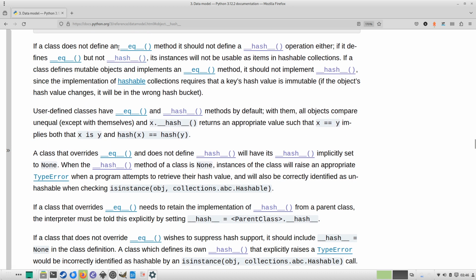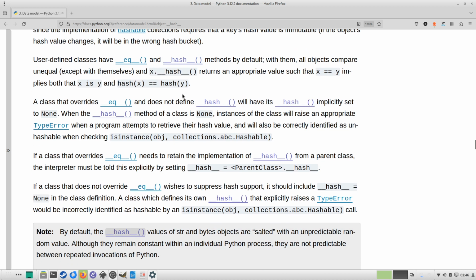If a class does not define an equality method, it should not define a hash operation either. If it defines equality but not hash, its instantiation will not be usable as items in hashable collections. If a class defines mutable objects and implements an equality method, it should not implement hash, since the implementation of hashable collections requires that a key's hash value is immutable. If the object's hash value changes, it will be in the wrong hash bucket.